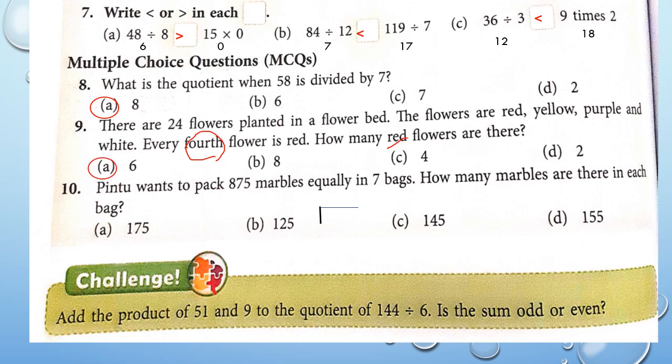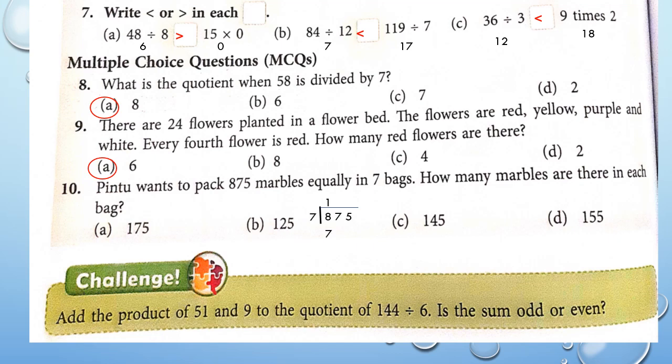The answer is 6. Now Pintu wants to pick 875 marbles equally in 7 bags. How many marbles are there in each bag? So let us do division. 875, right? 875 marbles equally in 7 bags. So we have to divide 875 by 7. So here let us do the division.